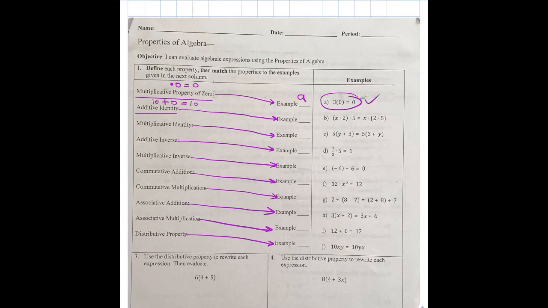So let's look at the examples. I see I looks like that. I start with 12 and I end up with 12 by adding 0.